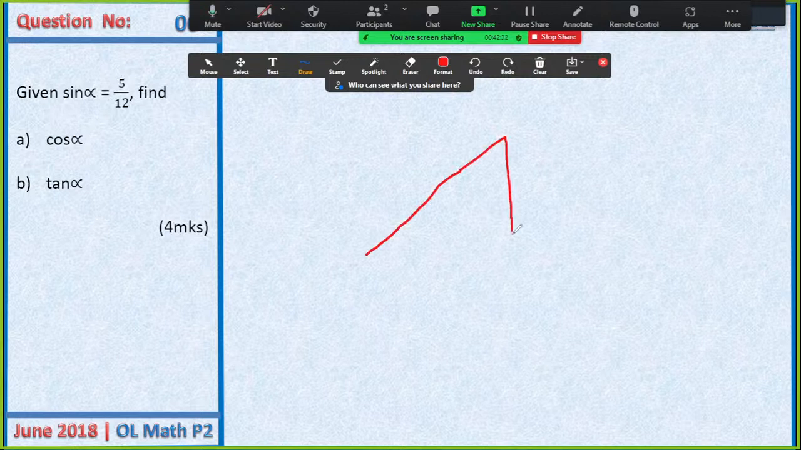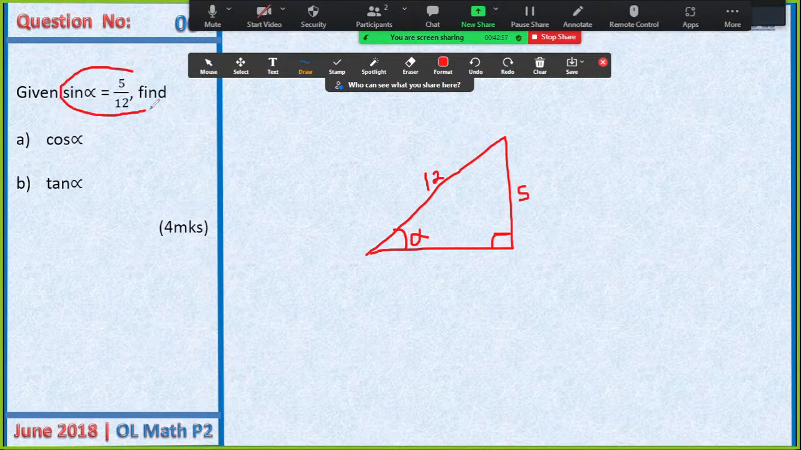So the thing you have to do is just draw a triangle. This is a right angle triangle. Let this be alpha here. Now they have given me sine alpha. Sine is opposite over hypotenuse. So sine alpha will be equal to opposite over hypotenuse. We have my opposite to this alpha is 5, hypotenuse is 12. So I need this side, so that I can use it to find cos and tan.